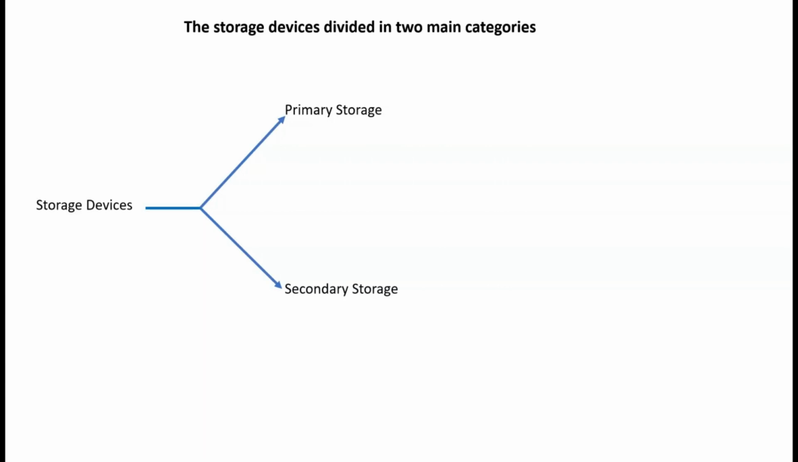In the primary storage, there are just two devices. It is RAM and ROM. Today we're going to have a special focus on the RAM. And in secondary storage, as I said, USB, floppy disk, hard disk drive, SSD, memory cards, and anything else goes in the secondary storage except RAM and ROM, which are primary.